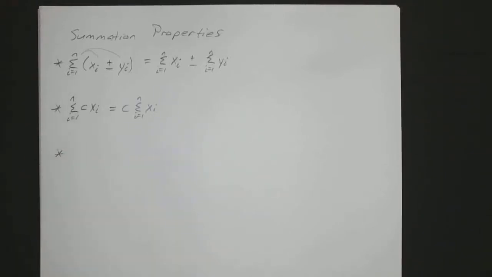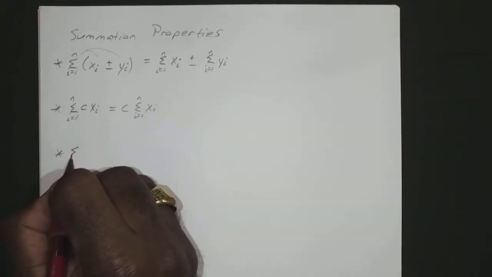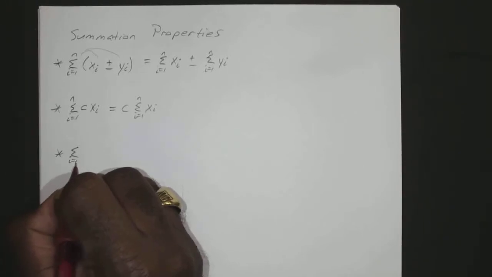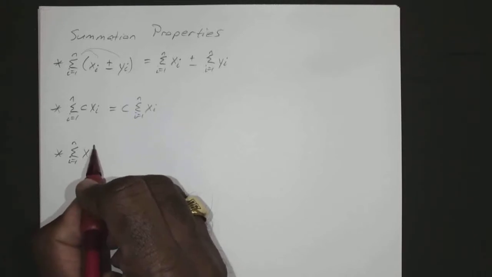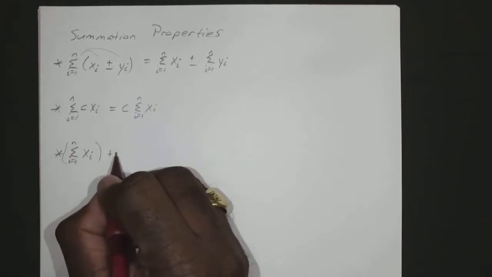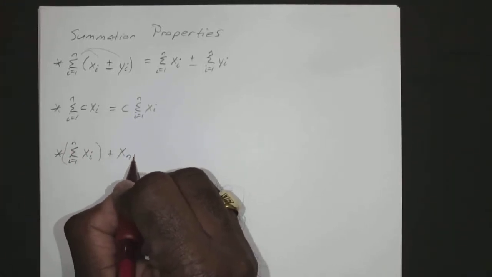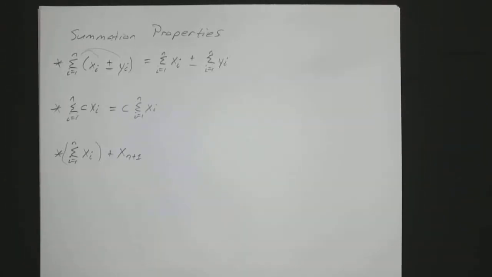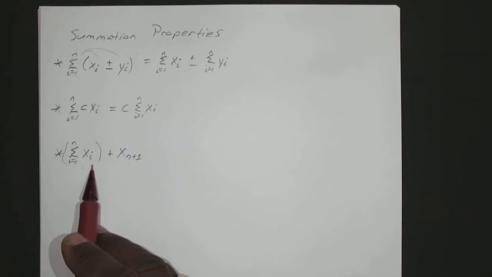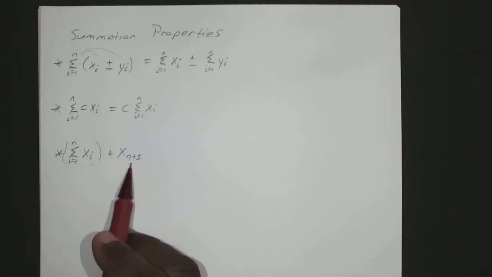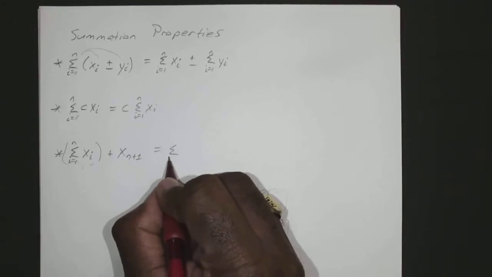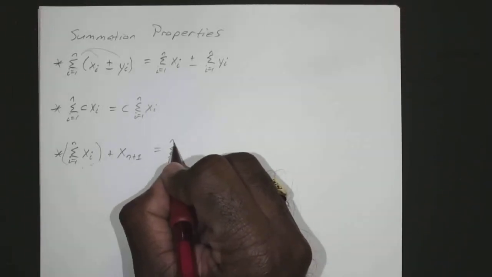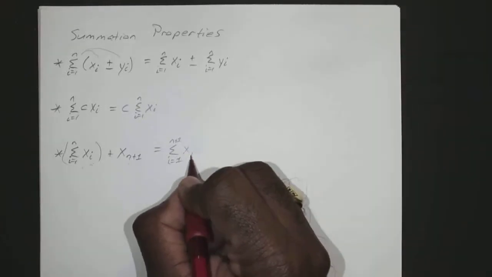Now we also have, if you have the sum from i equals 1 to n of x sub i, and that is going to be added by x sub n plus 1, you can actually combine these two, because this is going to count all the way up to n, but then you're going to add another n plus 1 to it. So that can combine to be the sum from i equals 1 to n plus 1 of x sub i.